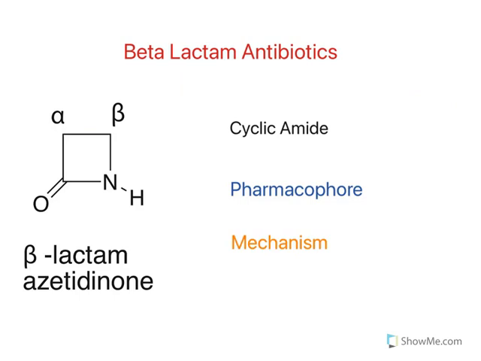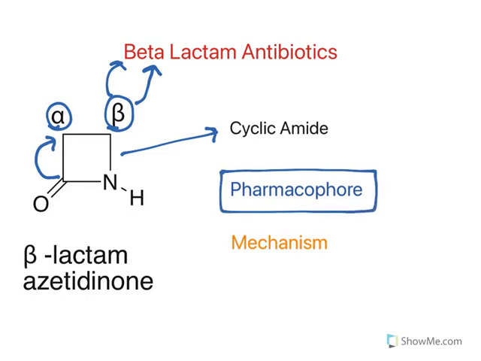Now, according to organic chemistry, the carbon adjacent to the carbonyl carbon is known as alpha, and the next carbon is known as beta. So in the cyclization process, you have two atoms, alpha and beta. Because of this, it is known as beta-lactam. It has a cyclic amide, and alpha and beta carbons are there, hence it is known as beta-lactam. Now this beta-lactam ring is known as the pharmacophore. Pharmacophore means a group or ring responsible for the major mechanism of action. So in order to show its action, this particular ring has to be present in the structure, and that is what is known as pharmacophore.